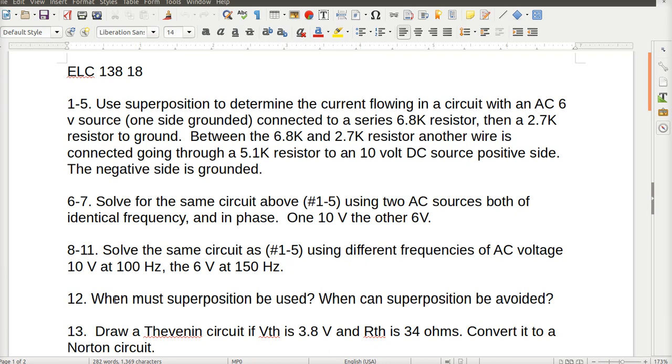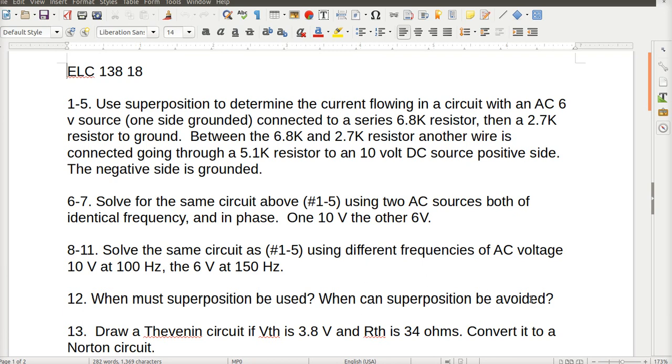Okay, so after all this above, when must superposition be used? Superposition must be used when my frequencies are different. When can superposition be avoided? When my frequencies are the same. So if I've got an AC and a DC, definitely my frequencies are different because DC frequency is 0. And then I'll have an AC source which will have a frequency. So different frequencies, I got to break it into two parts.